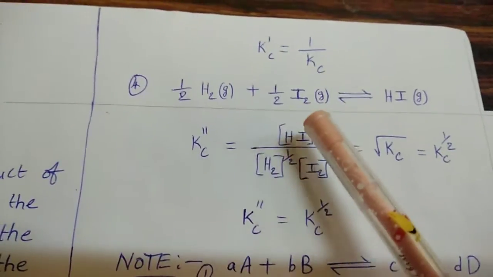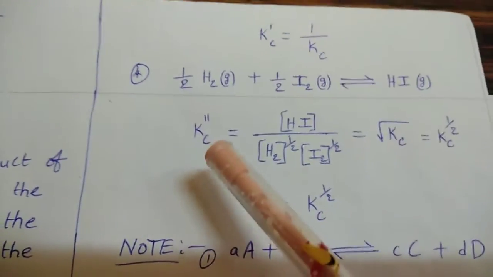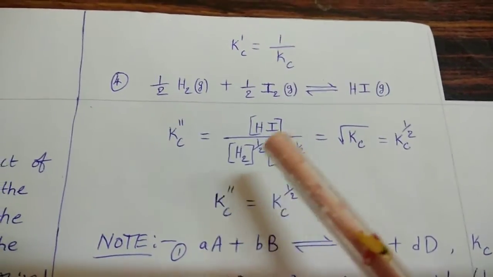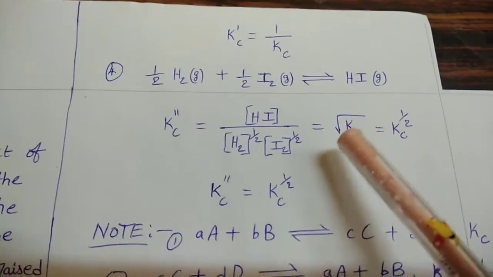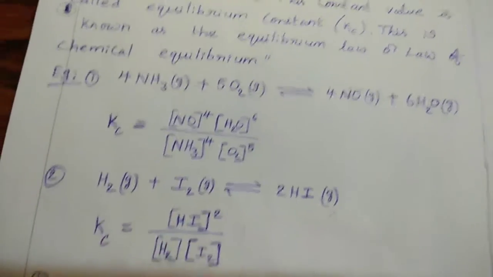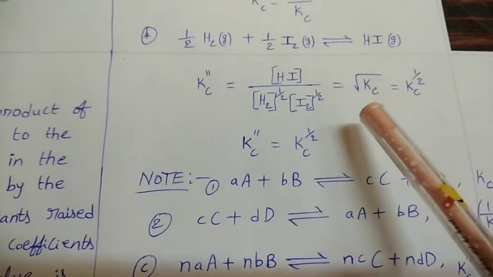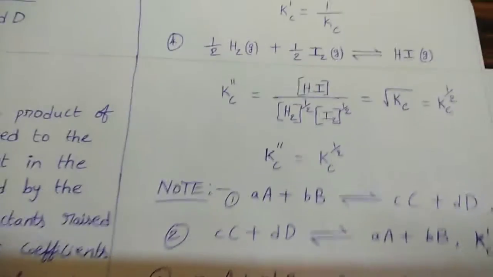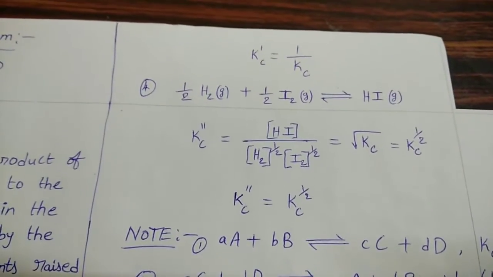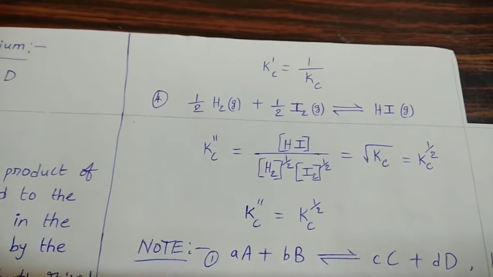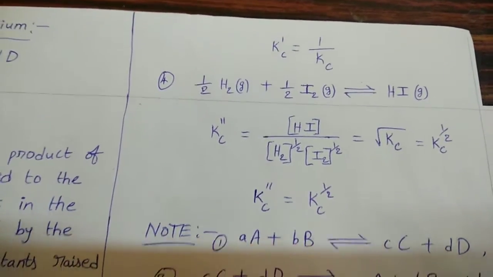Next, half H2 plus half I2 gives rise to HI. Here Kc double prime is the equilibrium constant for this expression. The relation between Kc double prime and Kc is, if we take the square root of this expression, then we get this one. So Kc double prime equals square root of Kc, that is Kc power 1 by 2. In this way, based upon stoichiometric coefficients, equilibrium constant expressions will also change.